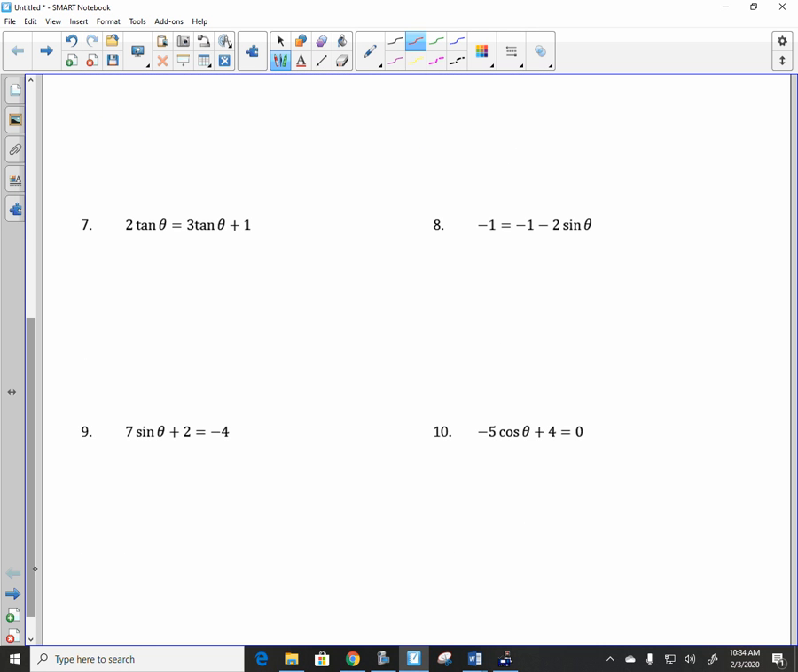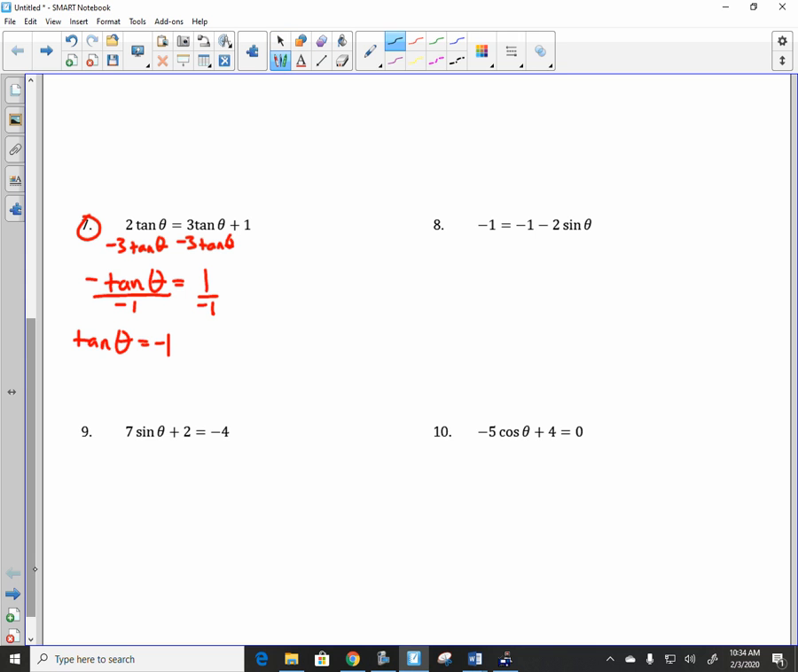We're going to do number 7 together. 7 looks unique because it has tangent, but you see it has multiple tangents in there. I'm simply just going to subtract 3 tangent of theta from both sides. And I get negative tangent of theta is then equal to 1. I'm going to divide by -1. I get tangent of theta is equal to -1.